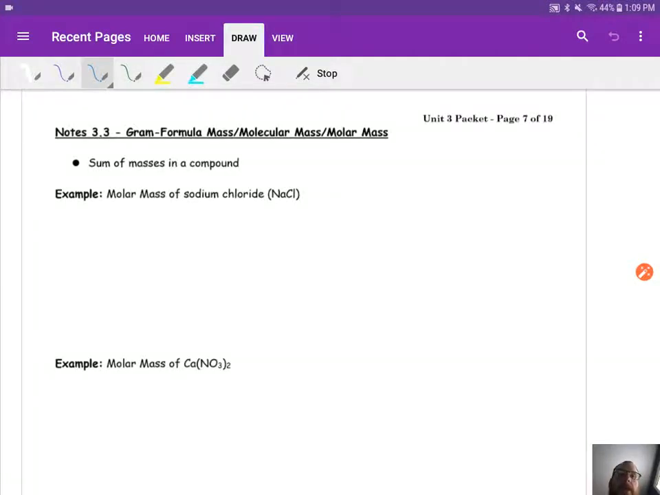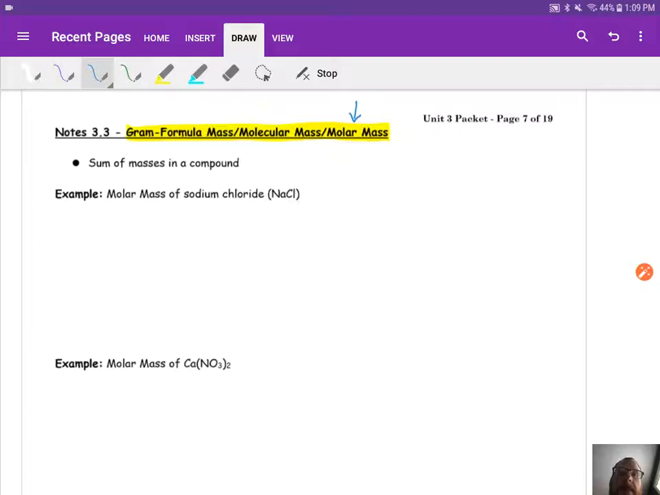Hey guys, this is video 3.3. We're going to talk about gram formula mass, molecular mass, molar mass, okay? This is all the same thing. All these terms mean the same thing. They are synonymous. Most will think of it as molar mass.